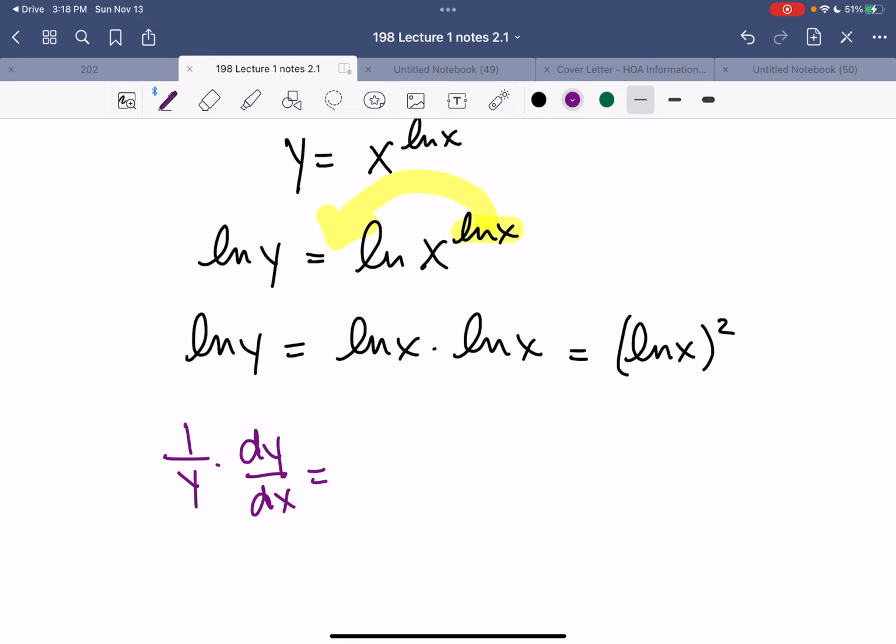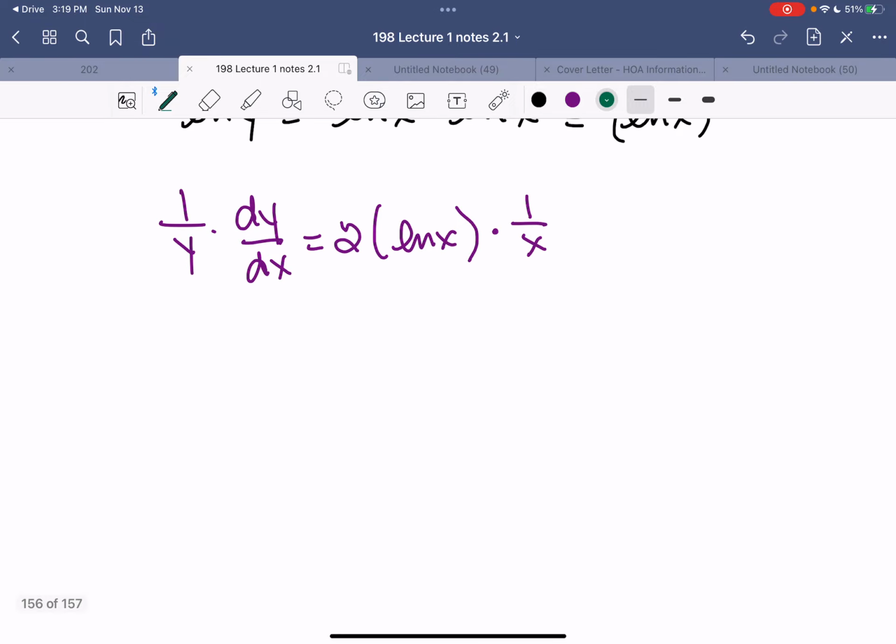So I'm going to bring down that 2 because I'm taking the derivative. Leave the inside alone, so leave the ln of x. Decrease the exponent by 1, so 2 becomes a 1. Then I multiply by the derivative of what's inside. What's inside is the natural log, and its derivative is 1 over x.